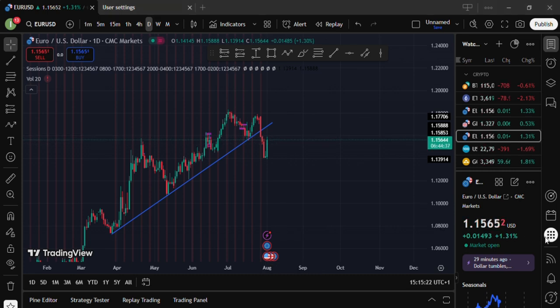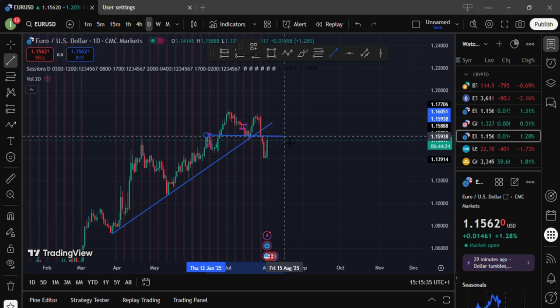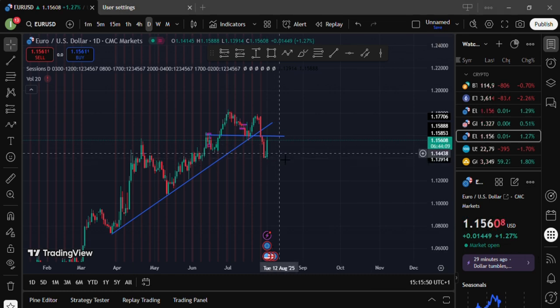The way I'm seeing this chart now, the daily trend line is broken. The range here also has been broken, and this part has already been retested. If it respects this zone right here, I'm sure 80%, or let me say 85%, that we're going to have something like this. Let me draw it out for you.